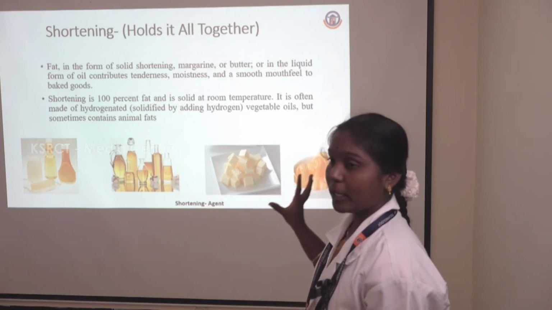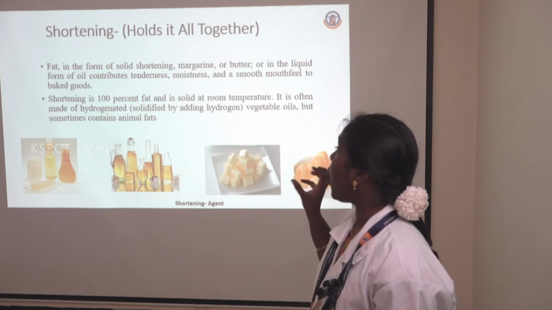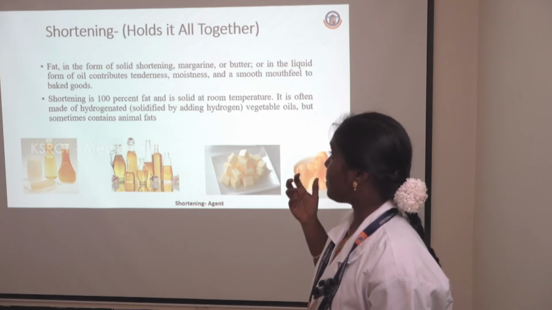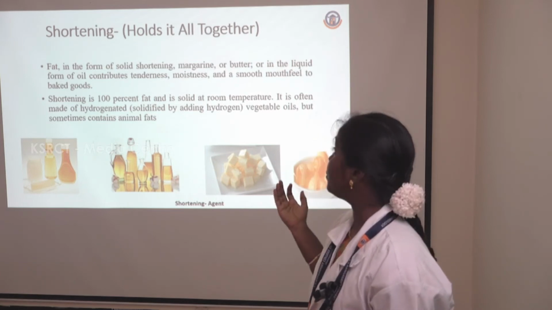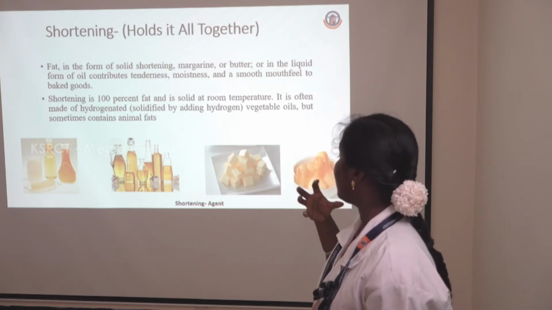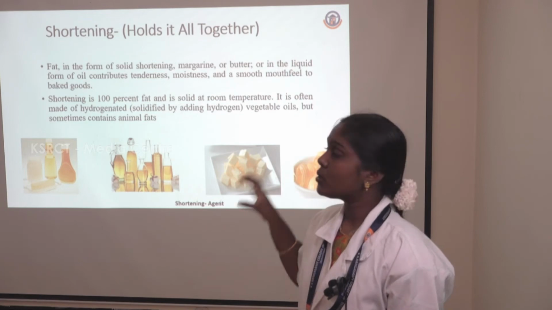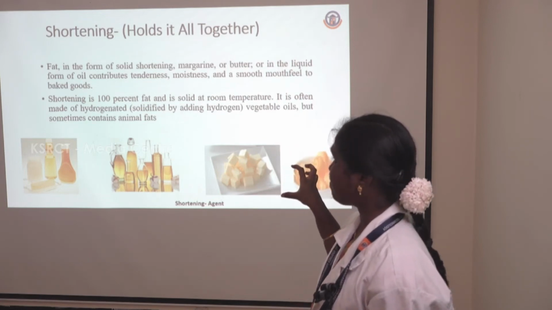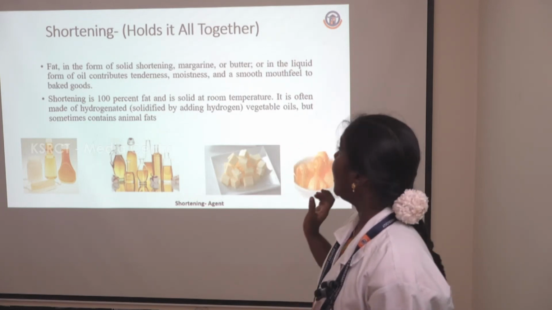It's not in a liquid form, but it's an oil-based content. So what is the purpose? It gives the product tenderness and moistness. Another one is that it gives a smooth mouthfeel to the baked foods. So this is the major definition of the shortening agent.